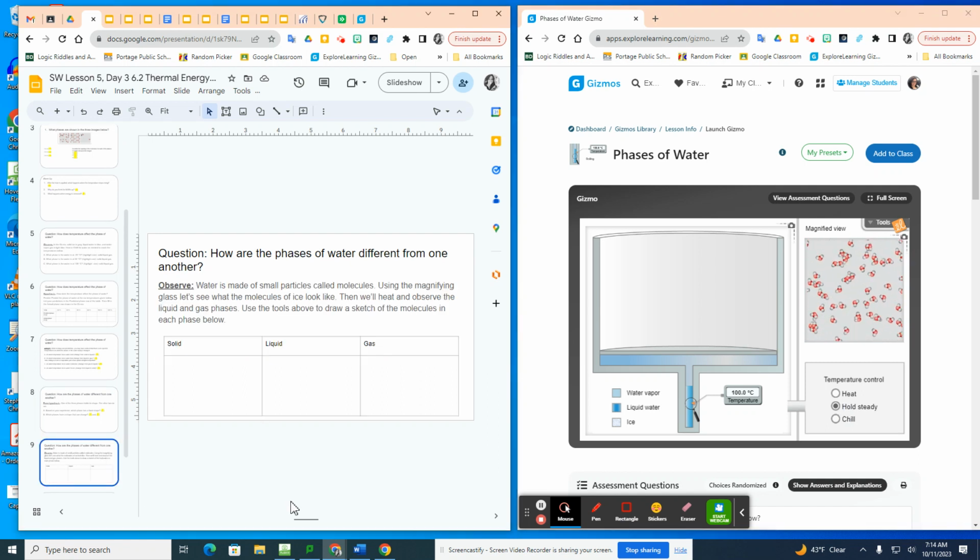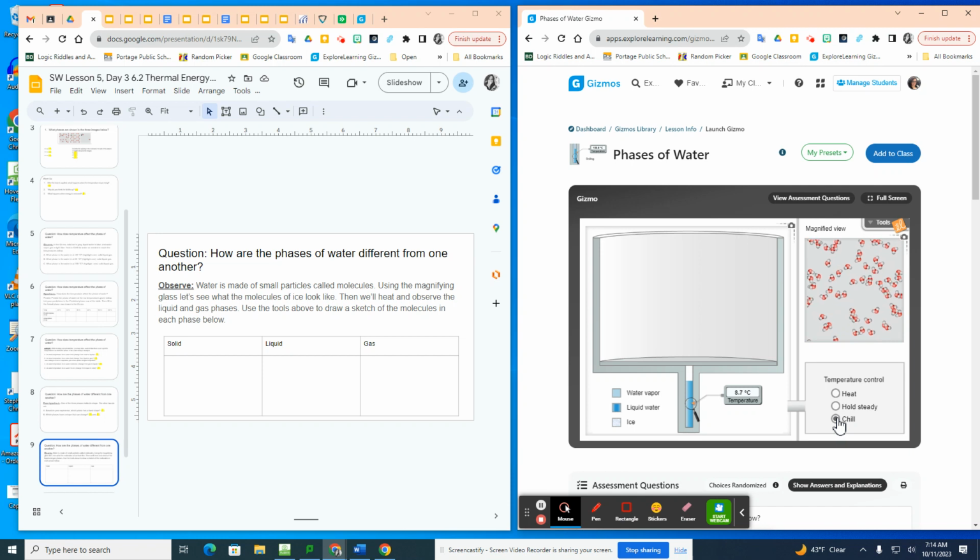Slide 9. How are the phases of water different from one another? Water is made of small particles called molecules. So using the magnifying glass, let's see what the molecules of ice look like. Then we'll heat and observe the liquid and gas phases. Use the tools above. You're going to draw a sketch of the molecules in each phase below.